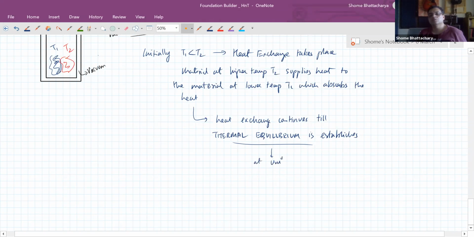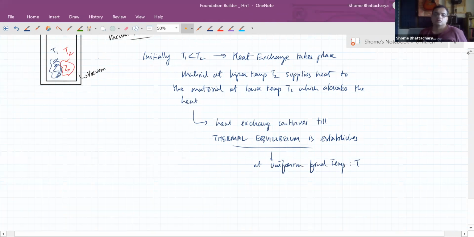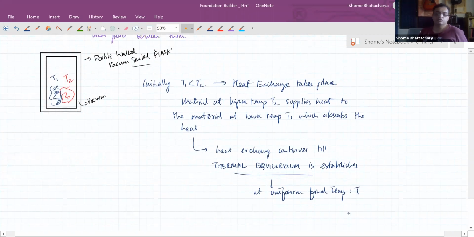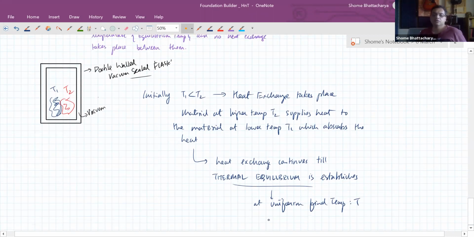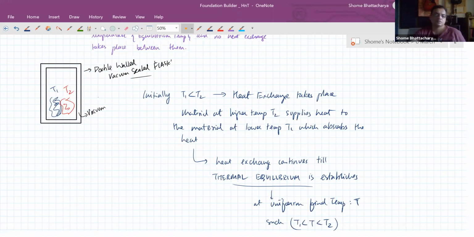At a uniform final temperature, let's say T. So the material at T2 cools down from T2 to this final temperature T. Obviously this final temperature will be less than T2, but greater than T1. So the material at higher temperature cools down to T and the material at lower temperature heats up to T.